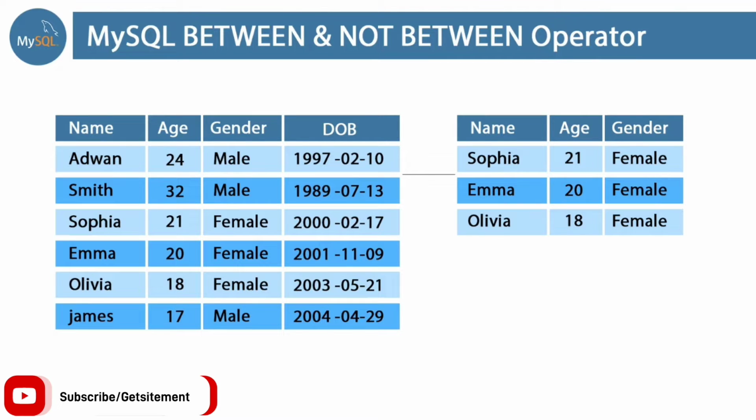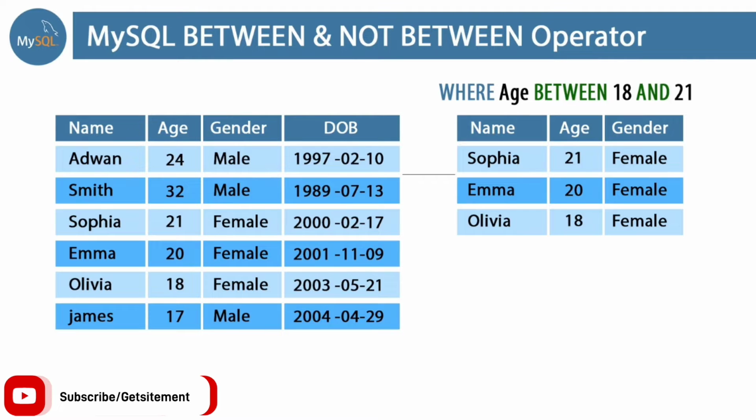To extract this kind of record we need to use the BETWEEN operator. After WHERE we type our column name, age. Then we use the BETWEEN keyword, and then we provide 2 values, 18 and 21. Between these 2 values we need to use the AND keyword. So I set a range between 18 and 21.